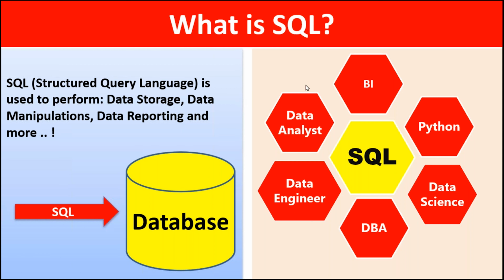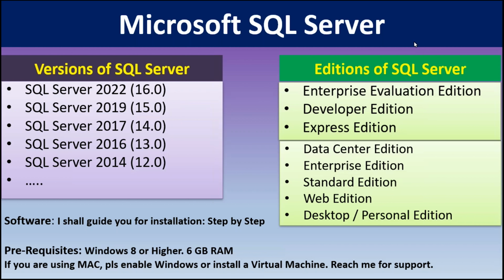How do we need to proceed? Installation. We have to start the implementation, right? For implementation, we need certain information now: versions, editions. Let's see. Versions of SQL Server: 2022, 2019, 17, 16, just like iPhone. Just like iPhone 12, 13, 14, 15, various versions, various releases. Same way, versions of SQL Server here.